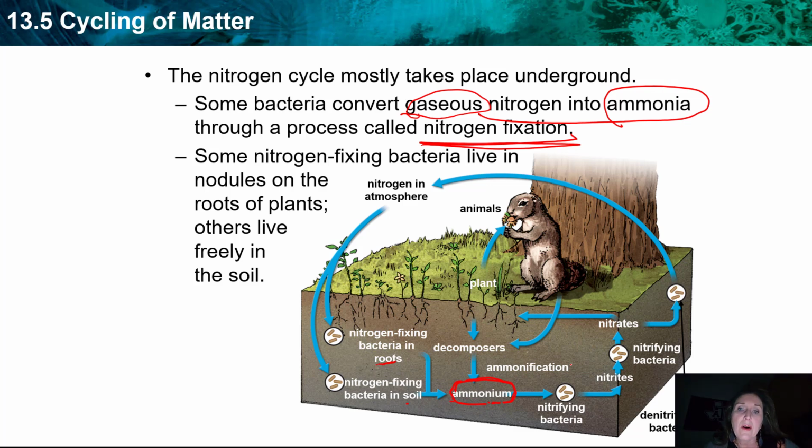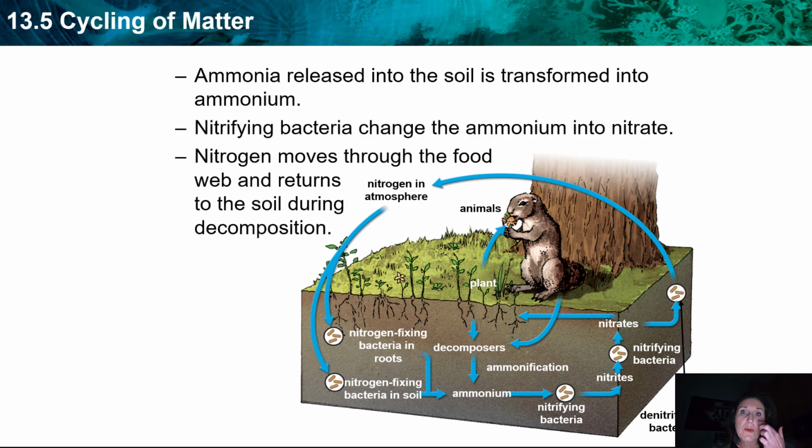All right, now we have nitrifying bacteria. So they are going to turn the ammonia into nitrites. Okay, and nitrites can be used by plants and be released into the atmosphere. So ammonia released into the soil is transformed into ammonium and then ammonium to nitrate. So I don't care that you know this step. The nitrifying bacteria, so we had nitrogen fixing makes ammonia, nitrifying makes nitrate. And then that nitrate is what can move through the food chain.